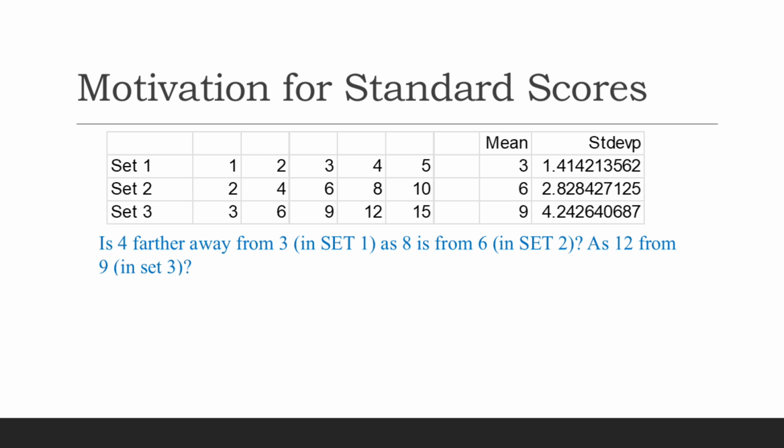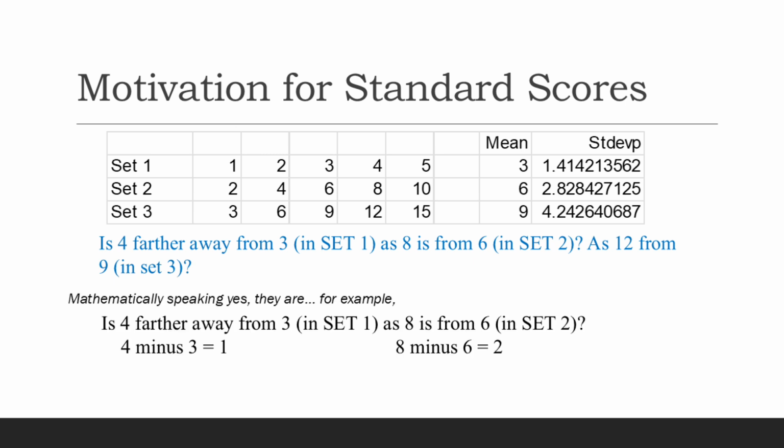For example, is 4 farther away from 3 in set 1 as 8 is from 6 in set 2? Well, 4 minus 3 is equal to 1, and 8 minus 6 is equal to 2. So clearly, in absolute distances, 8 is farther from 6 as 4 is from 3.